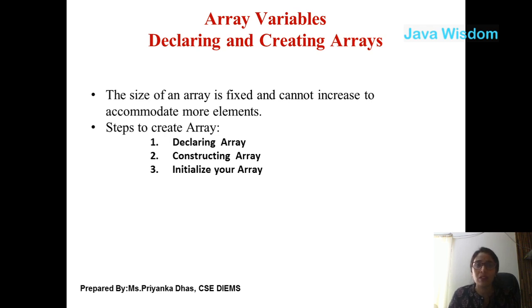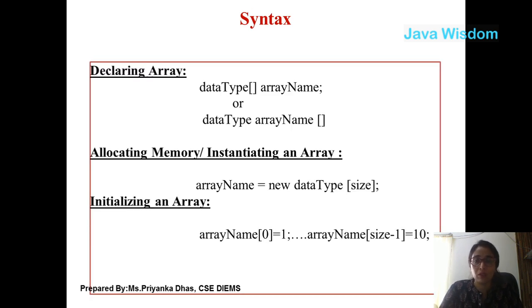Exactly, an array variable is a variable or an identifier given to an array. So basically this process contains 3 steps: declaration of an array, constructing an array, which is also known as instantiating an array or allocating memory to an array, and the third one is initializing an array. So we will see firstly the syntax of how to use this array, because you can have slight changes in the syntaxes, so you should know all these things.